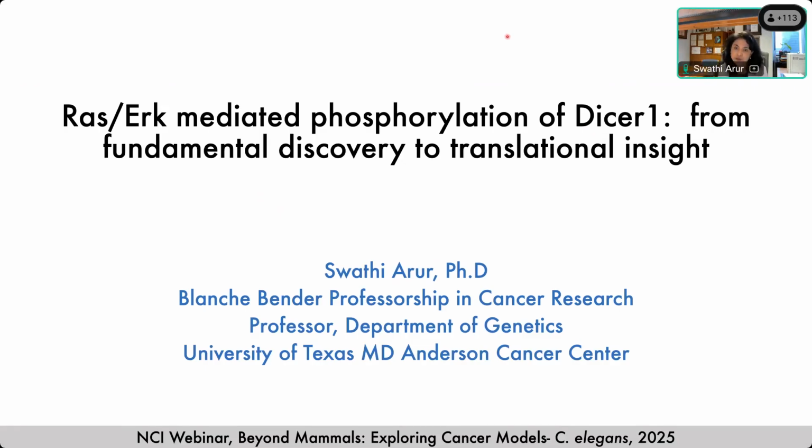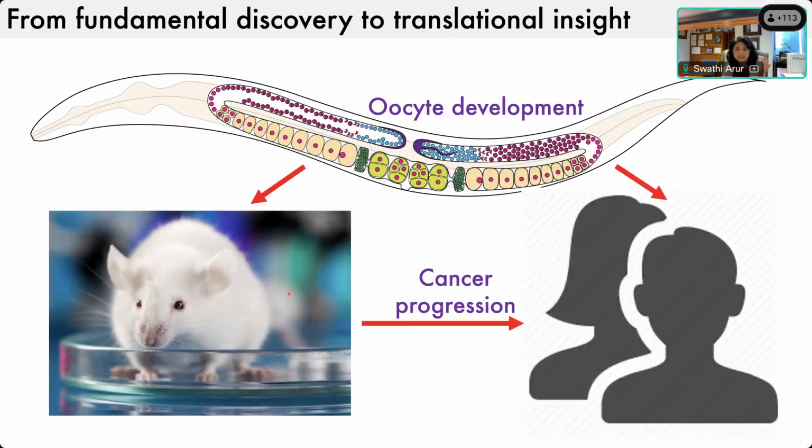So the story I'm going to share with you today begins with C. elegans, which we use to study oocyte development. We use C. elegans as a model for studying female fertility and oocyte development. And I'll share with you how some of the work that we did in C. elegans to study these beautiful oocytes led to identification of a potential biomarker that we can use to detect cancers with metastatic potential in humans.